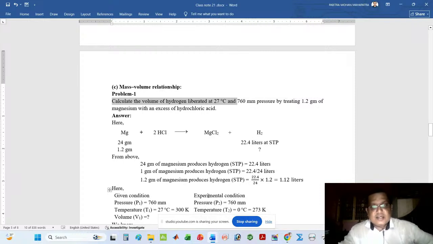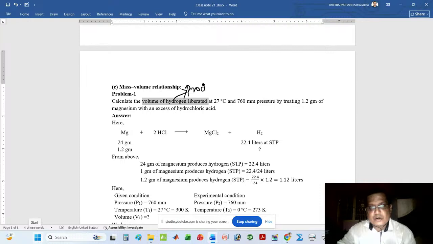What are the reactants here? Look at that. Calculate the volume of hydrogen liberated. That means hydrogen belongs to the product side. This is one product. The conditions are temperature given and 760 mm pressure. By reacting with 1.2 gram of magnesium, that means magnesium belongs to the reactant, with the excess of hydrochloric acid. Hydrochloric acid is the reactant.